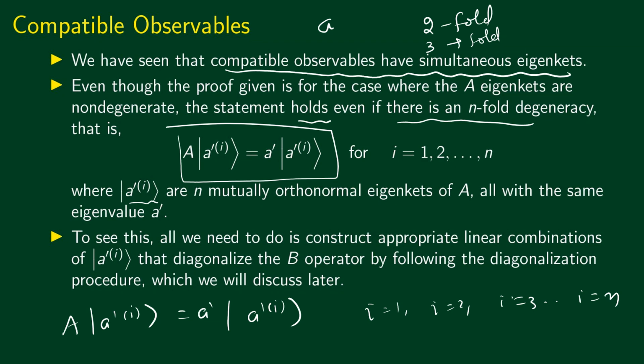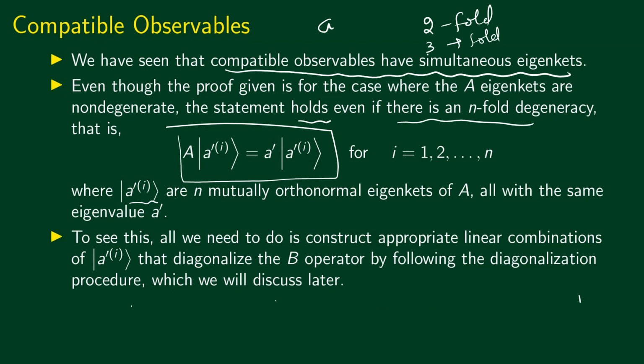Now, if the n eigenkets are not orthonormal, we can of course construct an orthonormal set from it. That's why we say that these are n mutually orthonormal eigenkets of A. So for now, just remember that if there are n degenerate eigenkets which are not orthonormal in general, we can construct an orthonormal set of eigenkets out of them.